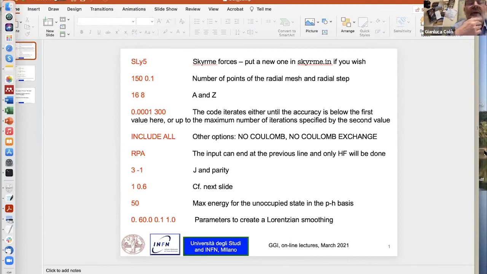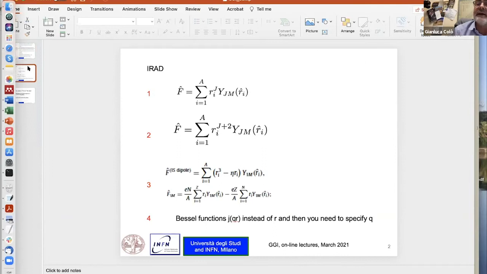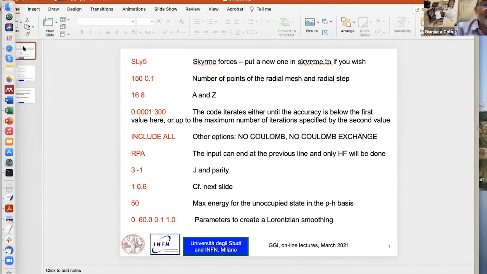So you have to apply to the wave function of these states some operator. And this is specified in the next slide. So I have to go here just for this line number 1, 2, 3, 4, 5, 6, 7, 8. Okay, for this line 8, where you see this 1, 0.6, I go to the next slide.